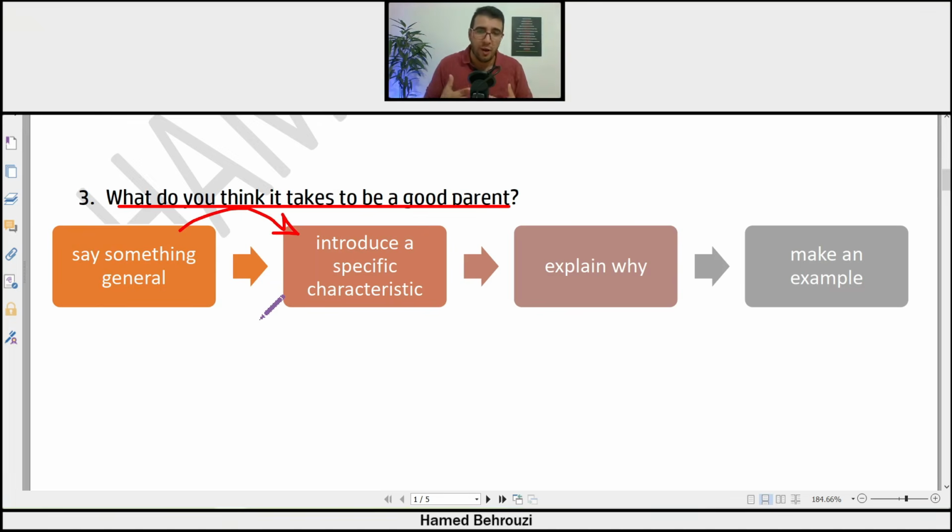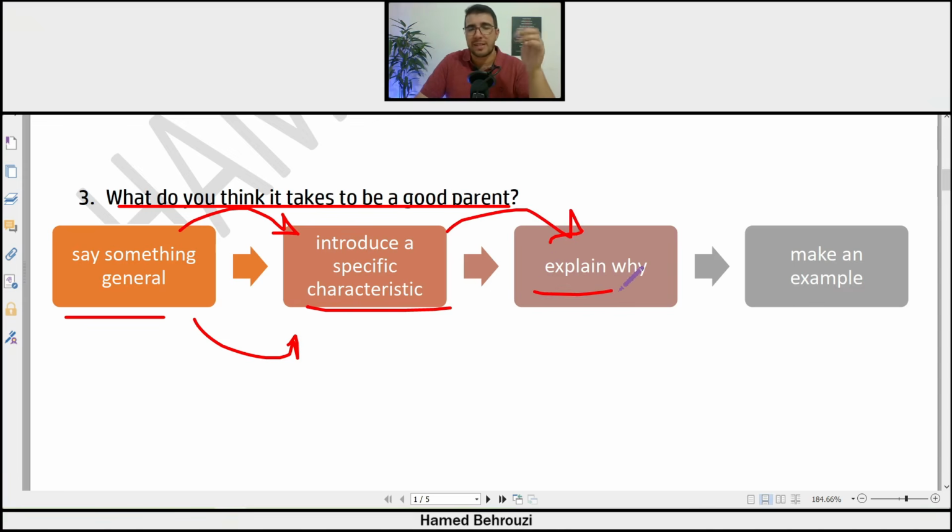Here, remember, you are not required to talk like a scientist and say everything. Choose 2 characteristics. Mention, explain why. So you want to say, what does it take to be a good parent? Patience. So after you said something general, like one must possess different characteristics in order to be considered a good parent, the first characteristic and the most important one, I believe, is patience. The parent should have patience. Why? Why do you think the parent should have patience?